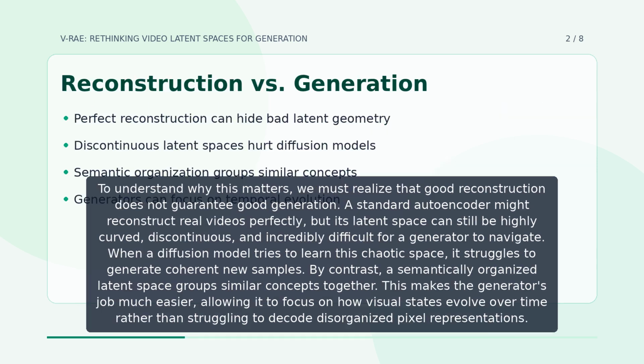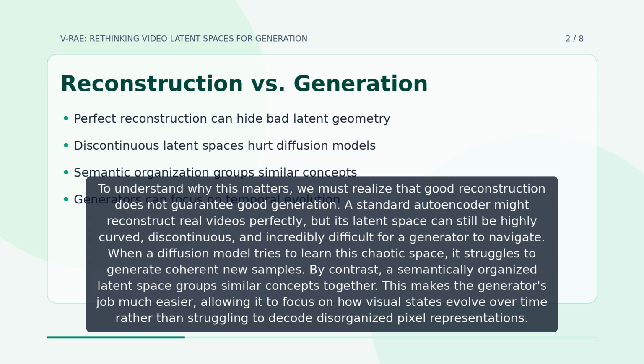V-RAE rethinks this paradigm by building a generative latent space directly on top of frozen vision foundation models. To understand why this matters, we must realize that good reconstruction does not guarantee good generation. A standard autoencoder might reconstruct real videos perfectly, but its latent space can still be highly curved, discontinuous, and incredibly difficult for a generator to navigate. When a diffusion model tries to learn this chaotic space, it struggles to generate coherent new samples.